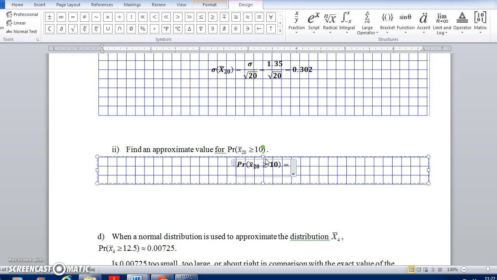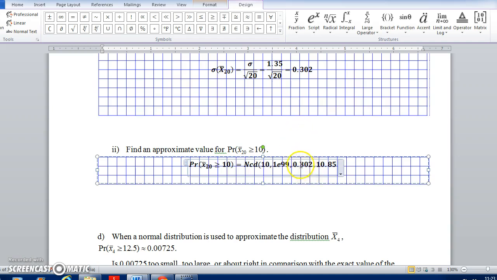So that's just use of the NCD function again. Our lower limit is 10, our upper limit is 1 times 10 to the power of 99, because that includes all the area right to basically infinity on the calculator. Then we put in our standard deviation, which is 0.302, and then our mean, which is 10.85.